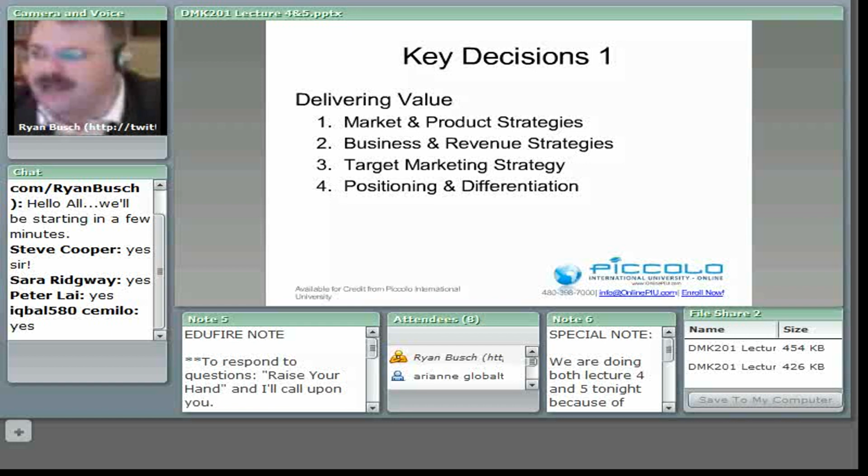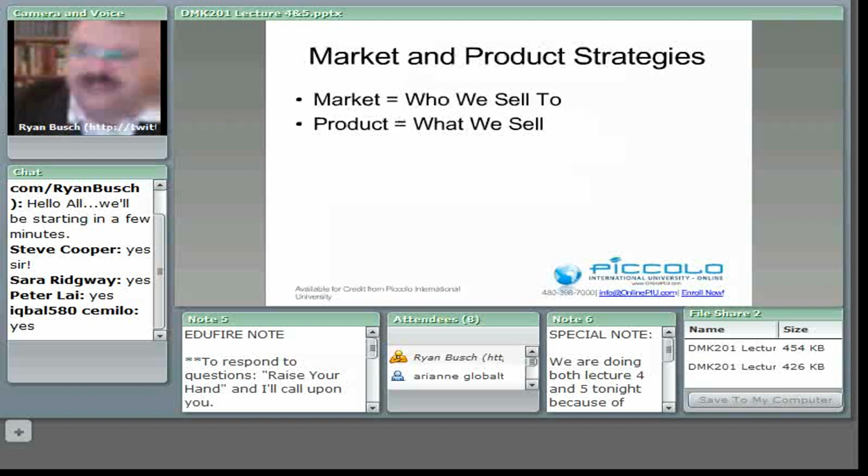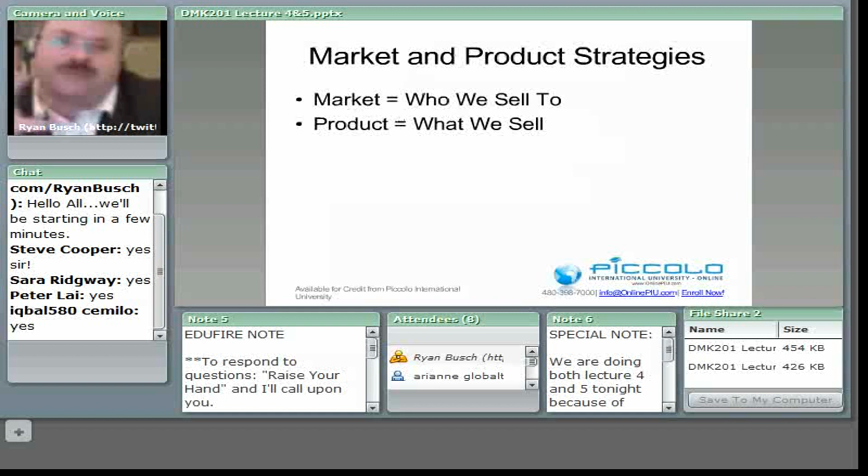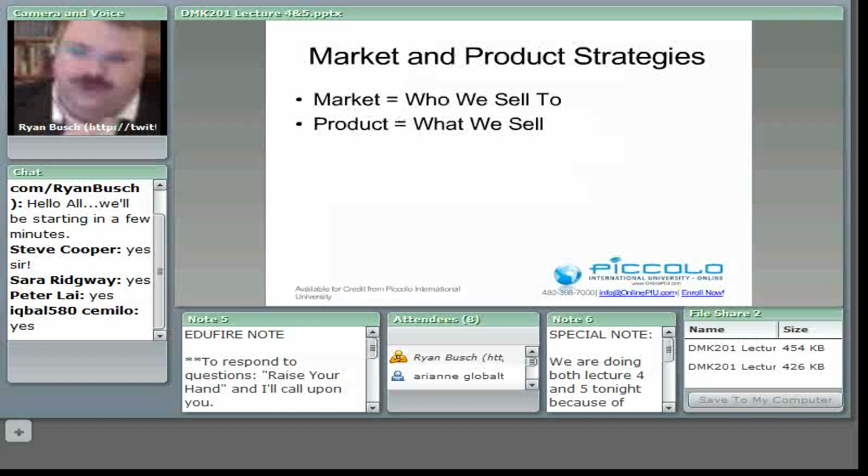So we will go ahead and move into some very clear market and product strategies to discuss the idea of key decision making from that perspective. Market and product strategies, like I said, we're dealing with who we sell to when we're talking about the market. So the market being the audience that we're looking to sell our product or service to. And the product itself, product is really product or service in this case, and it's what we sell.